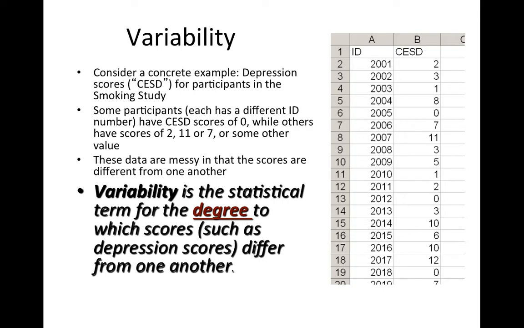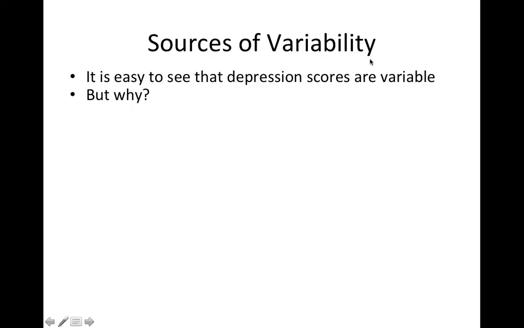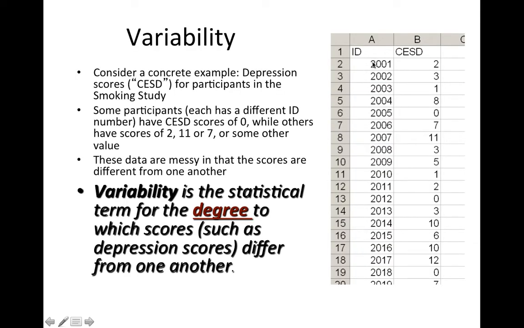So let's consider a concrete example real quick. In the smoking study, there is a column that has scores for depression. And the code for that score was CESD. What we have here is a capture of the spreadsheet with ID number over here. You can see these are random numbers to protect the identity of the particular participants in the study. But these are just ID numbers. And then this is a score of depression.